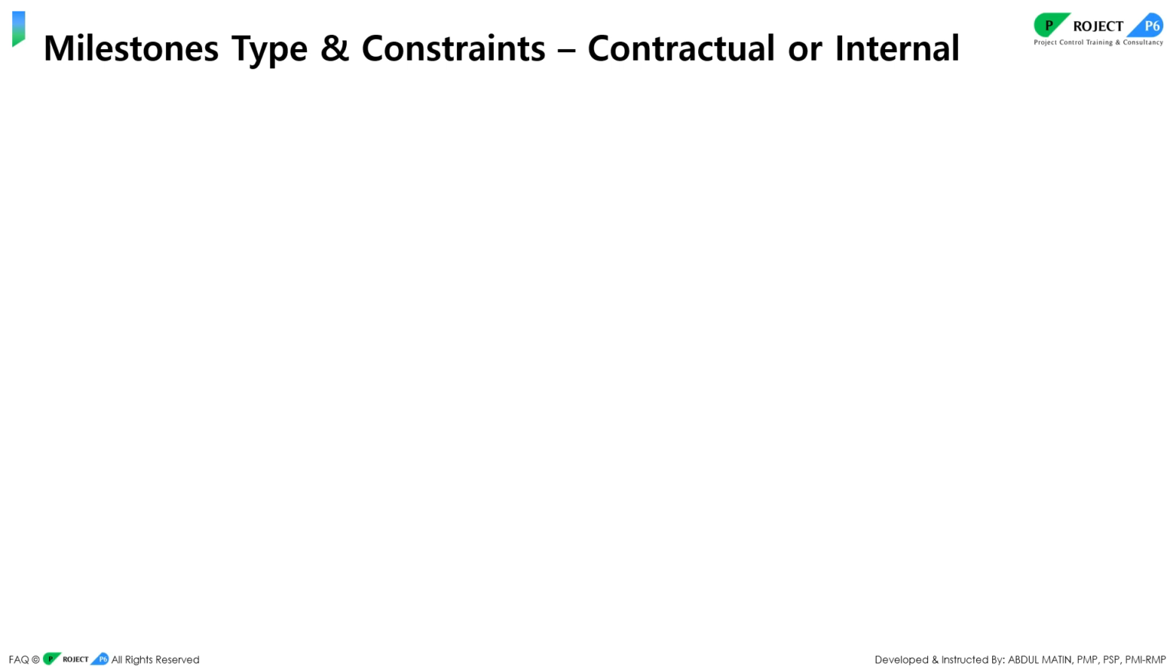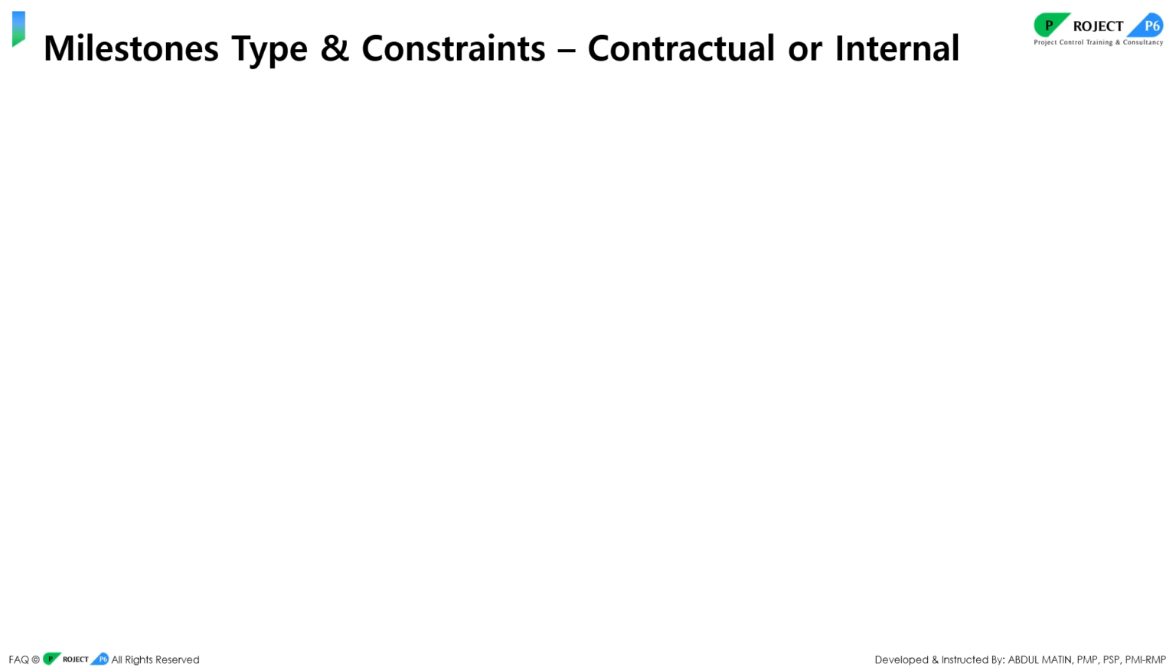However, your internal team may put some internal milestones that are not contractually binding, but to track the progress of some deliverables internally you may put some milestones. So these are the two milestone types. One is contractual, another is internal or to track some critical delivery.